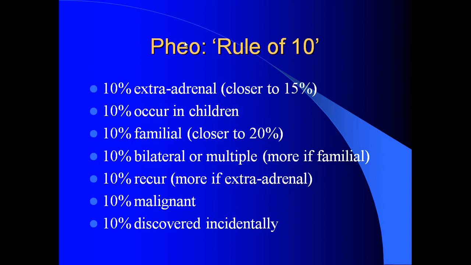10% are discovered incidentally just because of an abdominal pain. The patient got a CT scan, or because of some other reasons a CT scan was done, and you find a tumor in his adrenal gland.